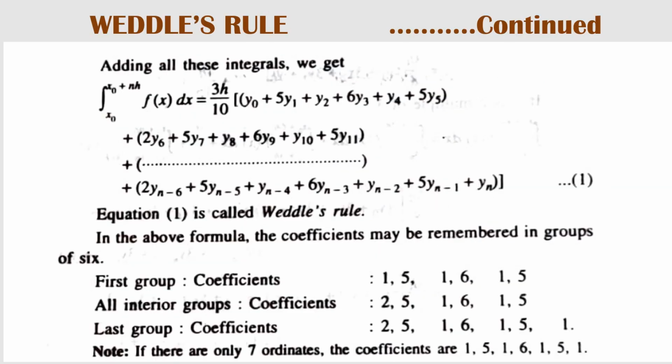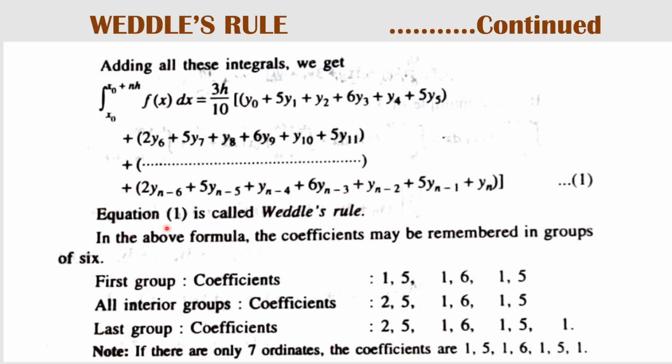Now, combining all these integrals, adding all these integrals, you will be getting from x0 to xn, that is integral x0 to x0 plus nh, f of x dx will take the value like this. We will name it as equation number 1. And this equation 1 is called Weddle's rule.